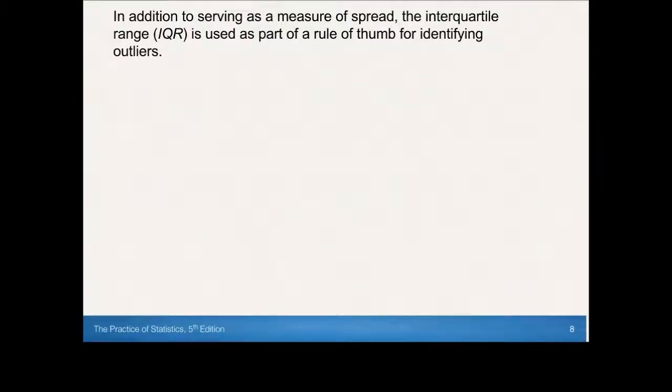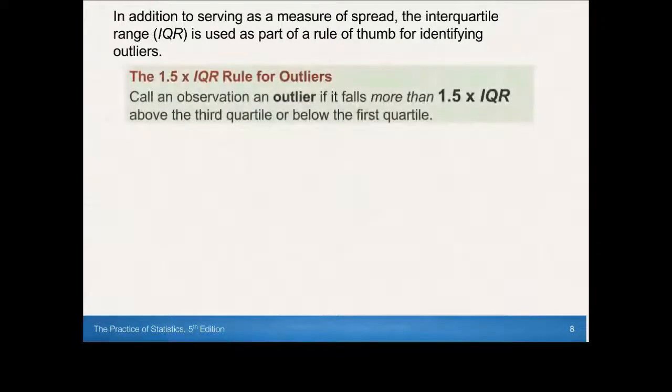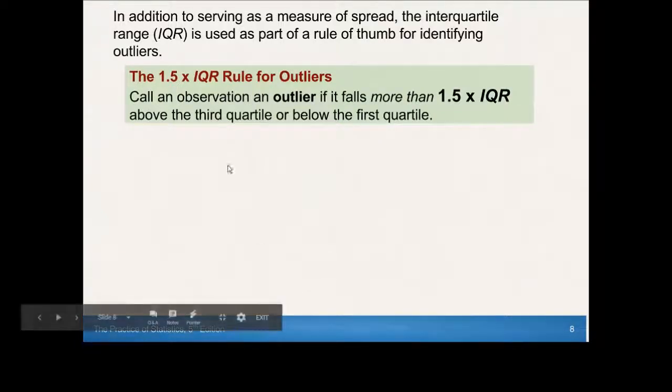Okay, so we can use the IQR in order to calculate the outliers. In addition to serving as a measure of spread, so we can just see what the spread is in the middle, the interquartile range is also used as a rule of thumb for identifying outliers. This is going to be more math than you've had so far. We use what's called the 1.5 times the IQR rule for outliers. That is a very long name, so we maybe just call it the 1.5 rule if we want.